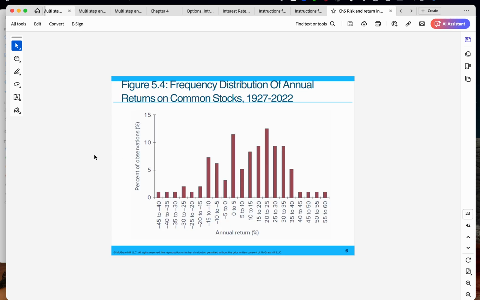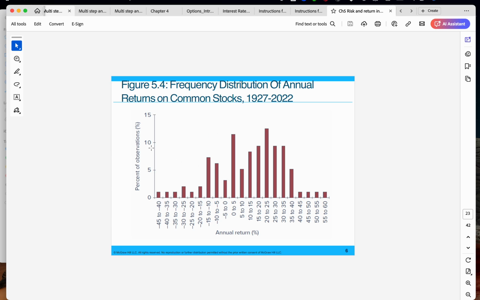This is a histogram of annual returns of common stocks between 1927 and 2022. This is the data you're working with. This histogram is exactly the data that you will use for your Excel homework. It shows us, regardless of time, this is not a time graph, where the annual returns fell. So you just graph the returns 0 to 5, 5 to 10%, and you just look at the frequency of these returns, or in other words, how many of these returns there were.